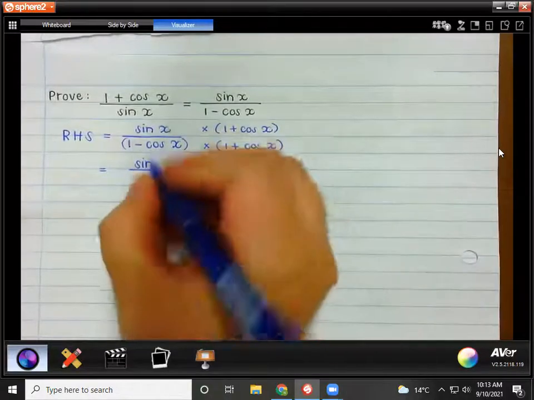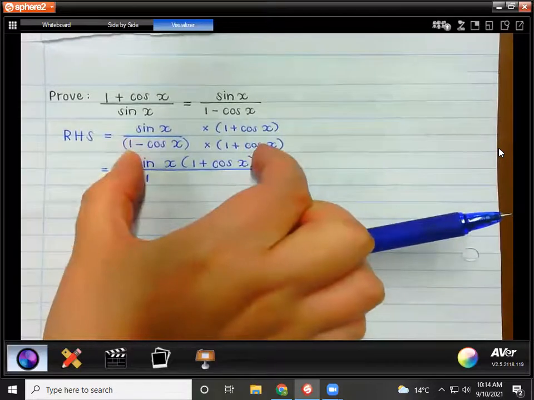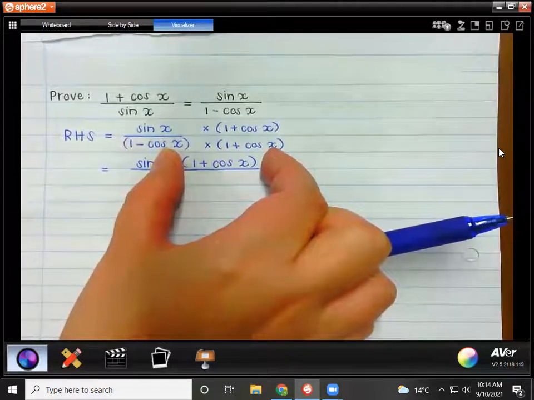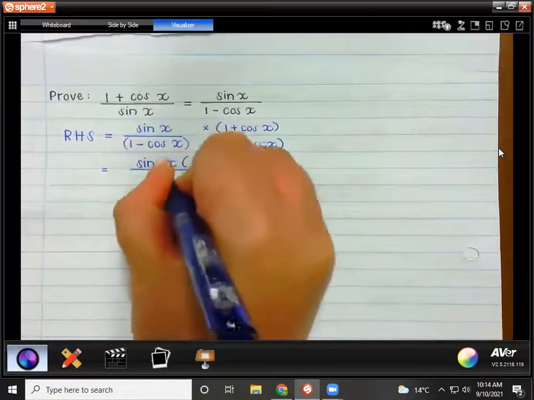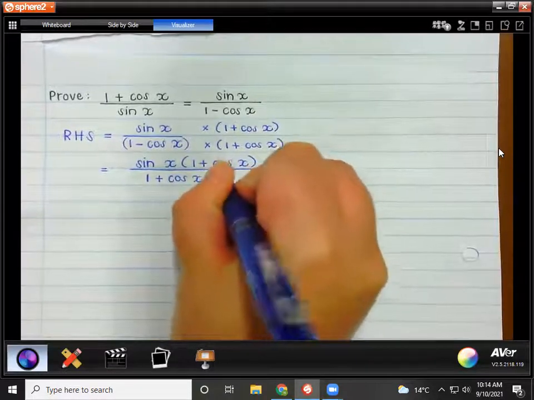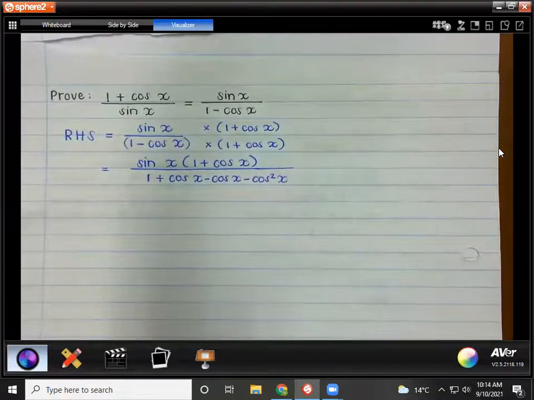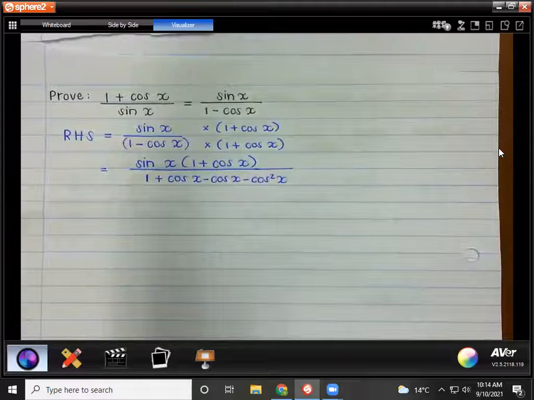What's 1 times 1? 1. Now, if we do the outers, we're going to get 1 times cos x, which is cos x. The inners is going to be negative cos x, right? And then we're going to do our last terms, which is negative cos x times positive cos x. So that's going to give us negative cos x squared. Okay, so I'm just going to write that down. My spacing is a bit off now, but it's fine. So that's what you get when you multiply the denominator, which was 2 terms, by the conjugate, which is also 2 terms. Okay, so because it's 2 terms times 2 terms, you have to FOIL them out.